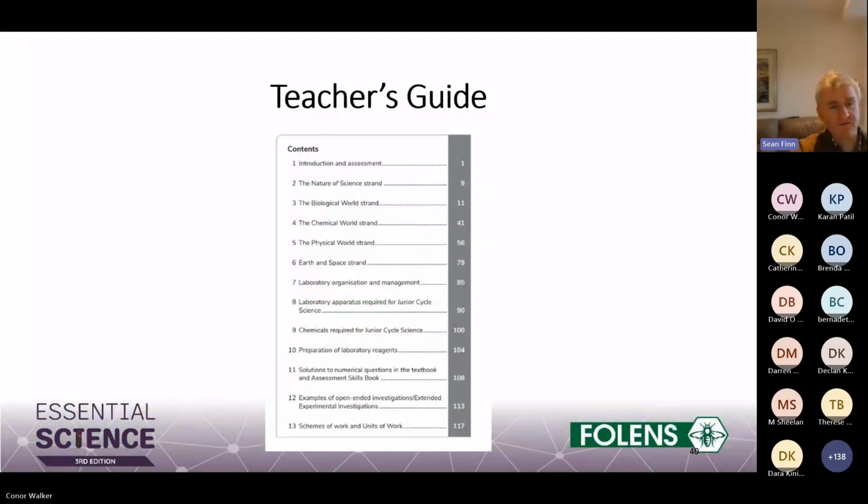On the next slide, we'll see the contents of it. We've looked at the nature of science, we've taken each strand, given a few hints and tips about things to look at. From our experience of teaching, we see what the misconceptions are out there. Again, laboratory organization and management, how you'd set up, what equipment you need to have, the chemicals required for it, which is very valuable, and then solutions to numerical problems, and examples of open-ended investigations for your experimental investigations, and then a scheme of work, which we'll look at on the next slide.